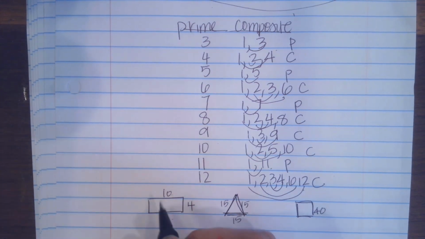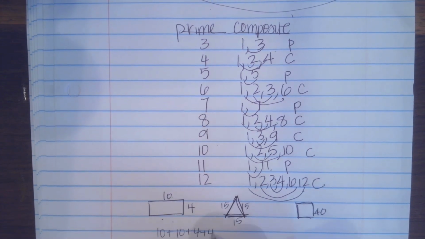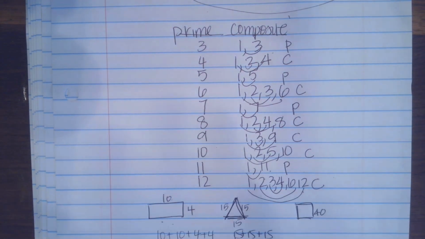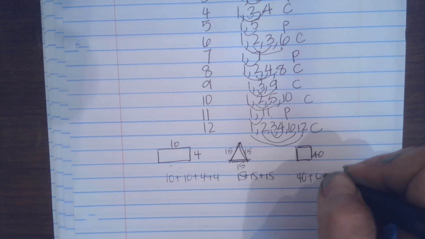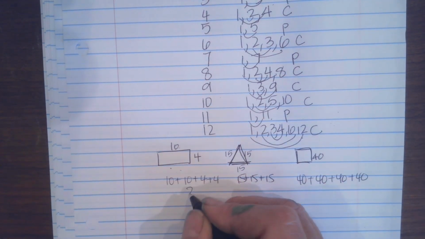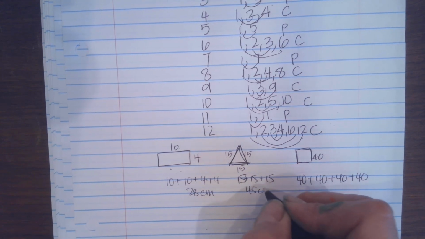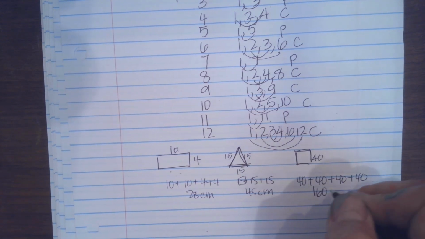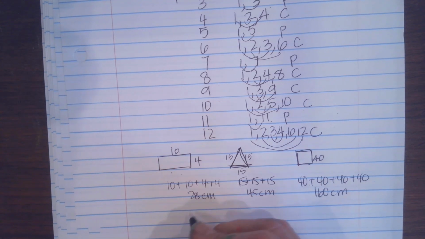So this would be 10 plus 10 plus 4 plus 4. This would be 15 plus 15 plus 15. And this one would be 40 plus 40 plus 40 plus 40. So this is 28, say these are all centimeters. 45 centimeters. 40 plus 40 is 80, and 80 more is 160 centimeters. And then we're done.